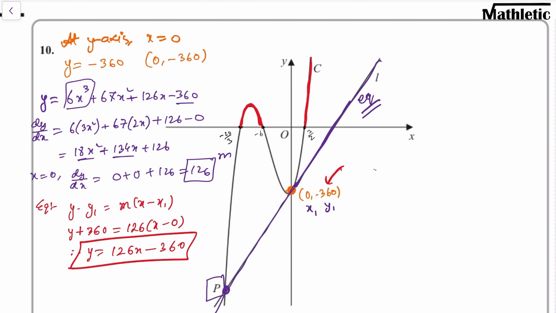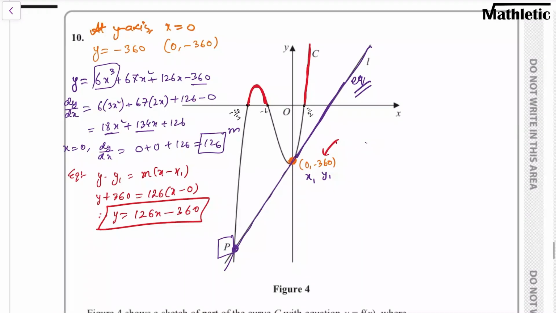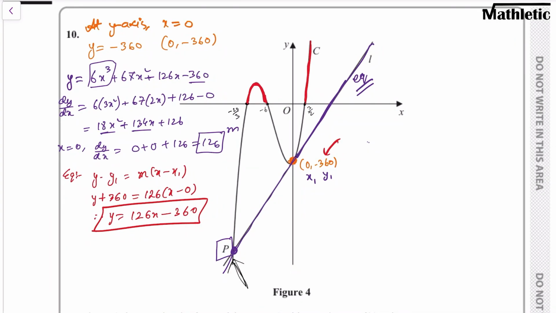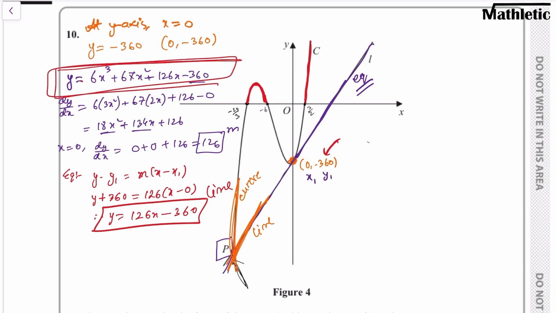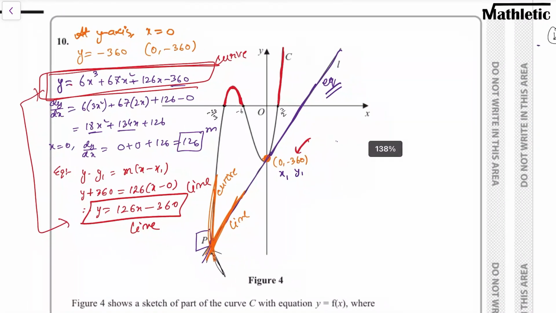And we need to find the coordinate of P, right? The coordinate of P is the intersecting point of the line and the curve. As you can see, this is the line and that's the curve, and P is the intersecting point of the line and the curve. So this is the equation of the curve, and this is the equation of the line. I will just use these two equations, equate them and solve this.